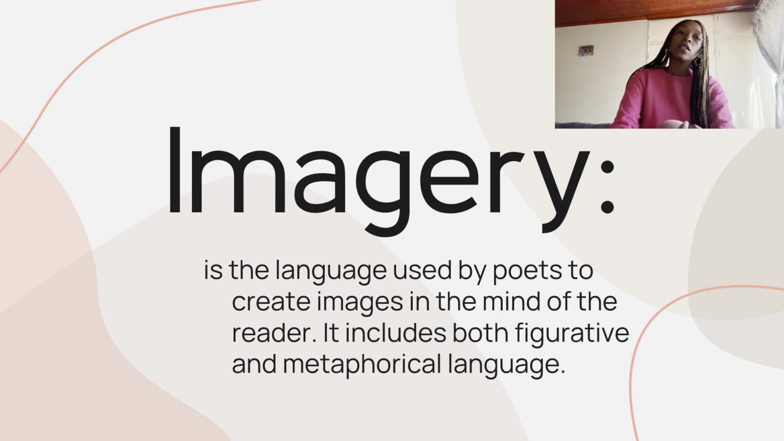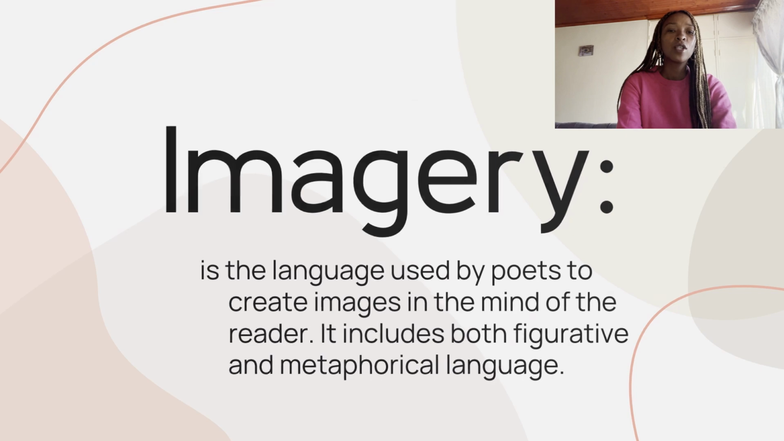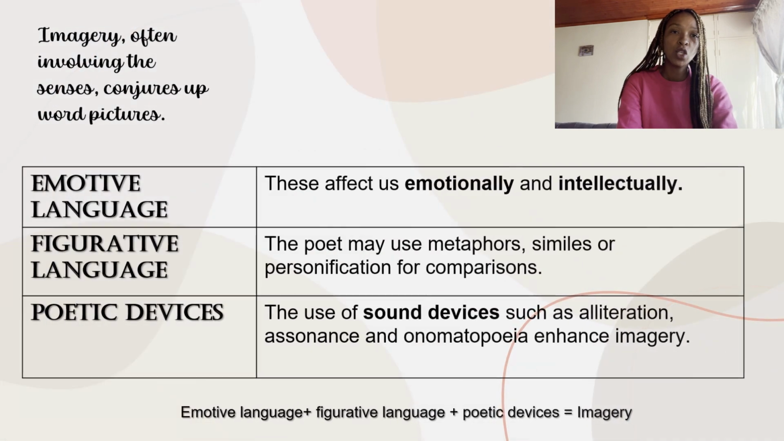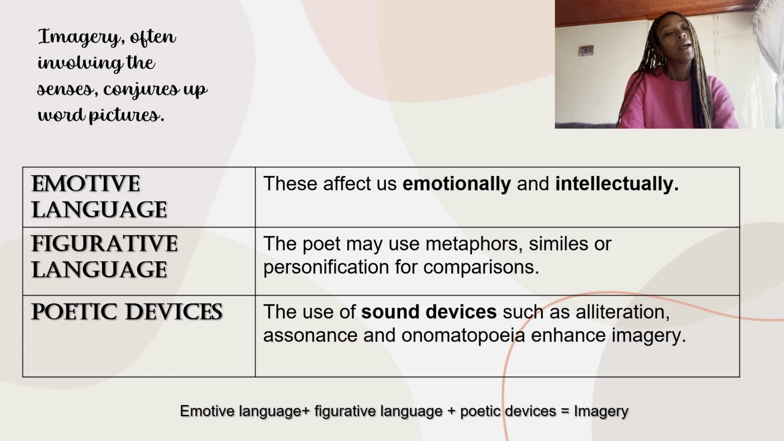So imagery just involves using more explanation or description or anything that appeals to the senses, your five senses. It conjures up word images or word pictures in your mind. This is how the poet would get this across. Firstly, probably by using emotive language. Emotive language affects us emotionally and intellectually, and so when the poet appeals to your emotions, it is easy for this word picture to appear in the reader's mind.